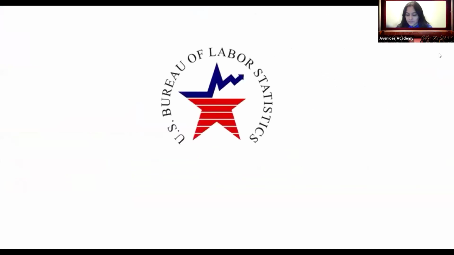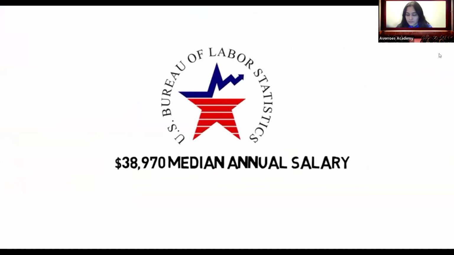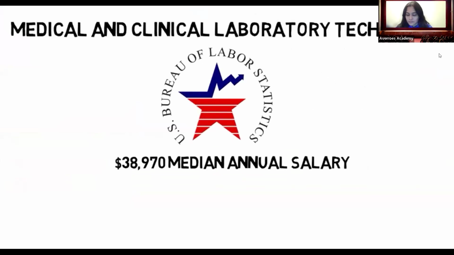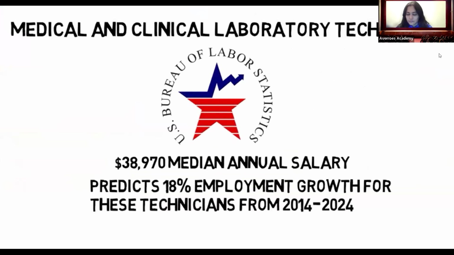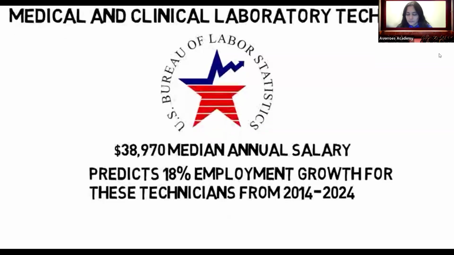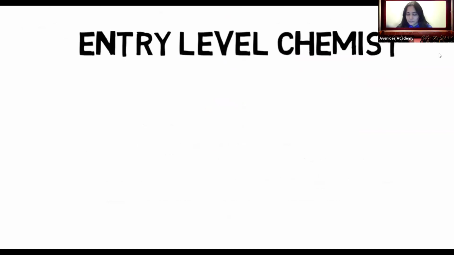Bureau of Labor Statistics reported an annual median salary of $38,970 for medical and clinical laboratory technicians. The Bureau of Labor Statistics predicts 18% employment growth for these technicians from 2014 to 2024, which is much faster than average. Another job you can take is as an entry-level chemist.